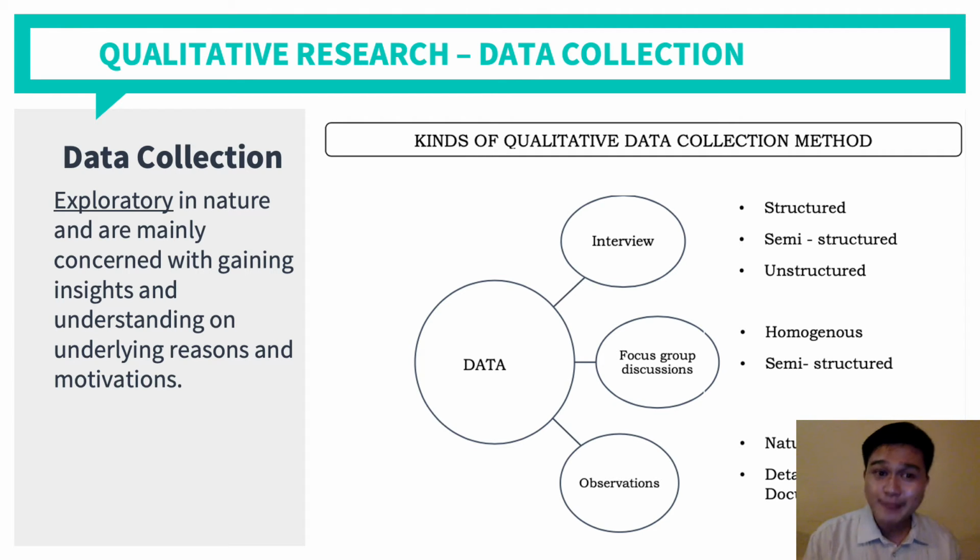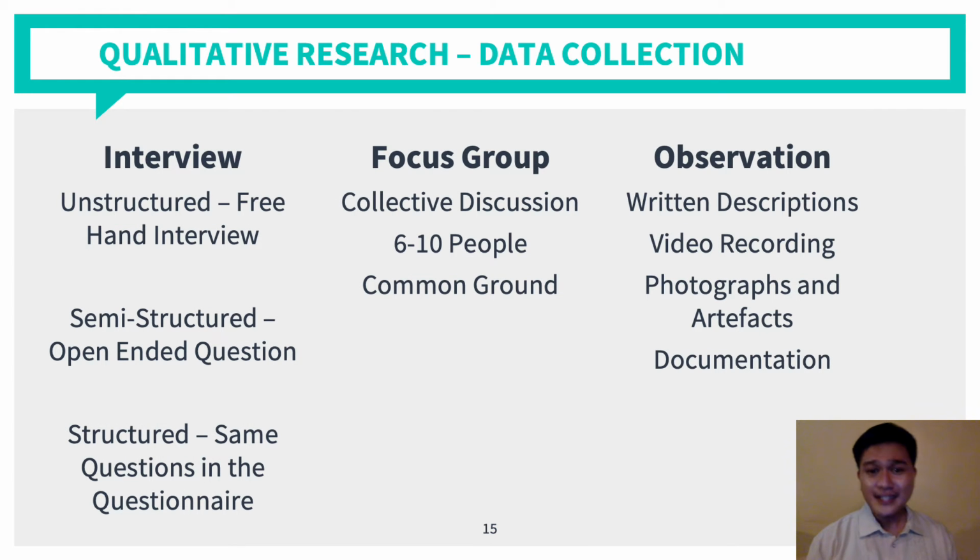There are three types of qualitative data collection method: interview, focus group discussion, observation. What are these three? Let's talk about them. So, the three types of qualitative research data collection. Interview, meron siyang tatlong types. Unstructured or freehand interview, kung ano lang ang maisip mo, kung ano lang ang nafe-feel mo, yun lang ang tatanong mo. Freehand yun. Wala kang hawak na papel na nag-guide sa'yo.